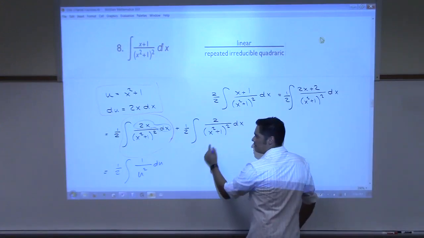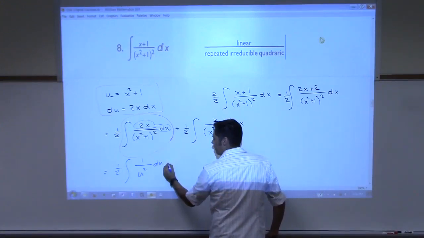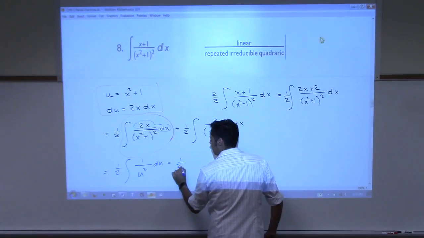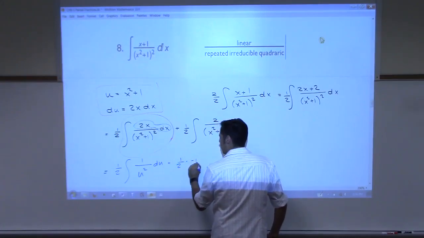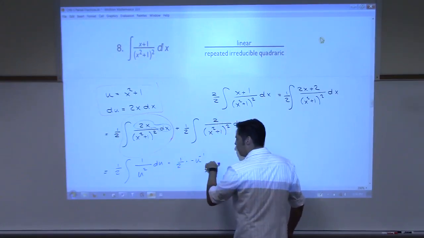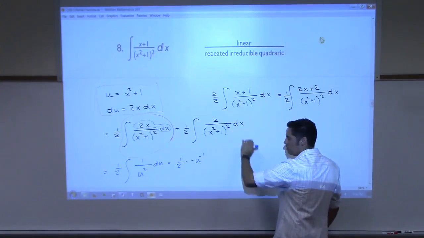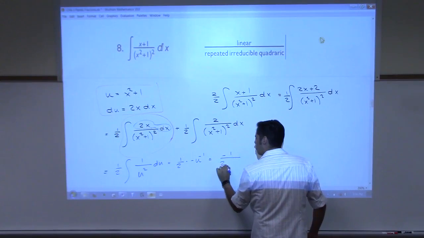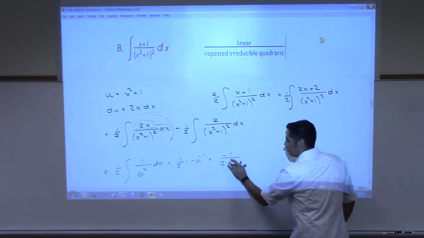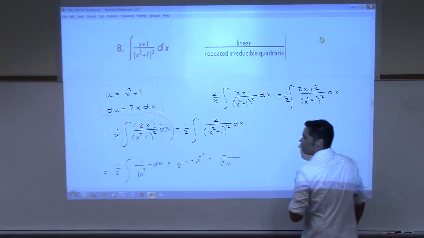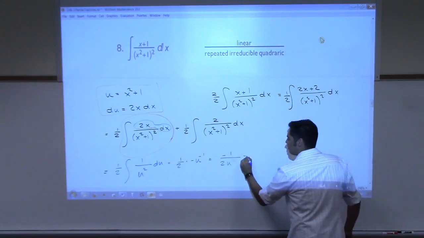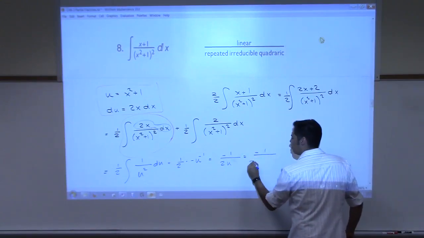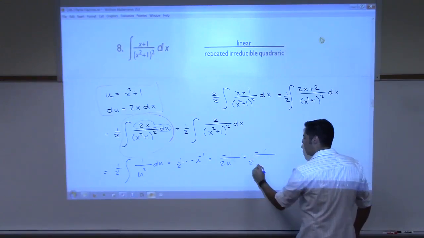I'm going to have to come back to this. I'm just going to continue this right here. This is equal to 1/2 times, I'm going to go a little slower, negative u to the negative 1. I'm not going to put plus c because I still have to do this one. This is going to be negative 1 over 2u squared. No, not u squared, just u. And then that's just negative 1 over 2, what was u? X squared plus 1.